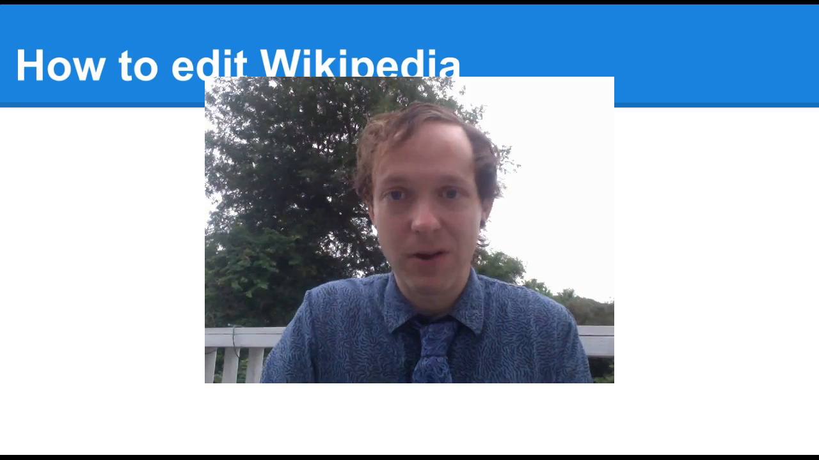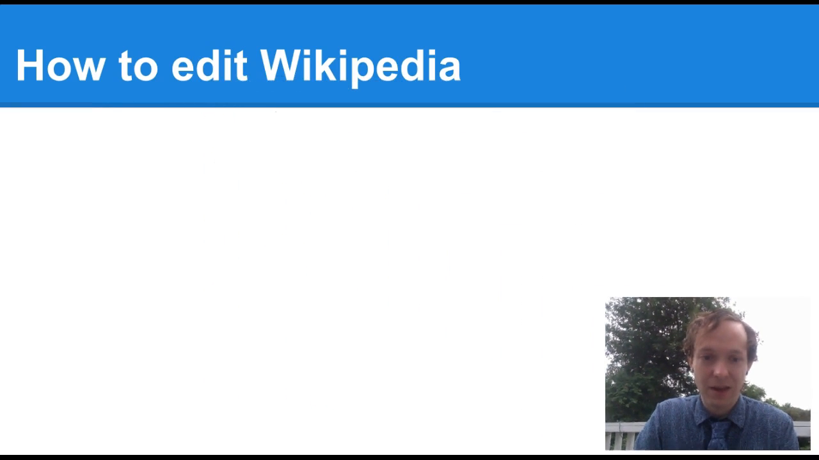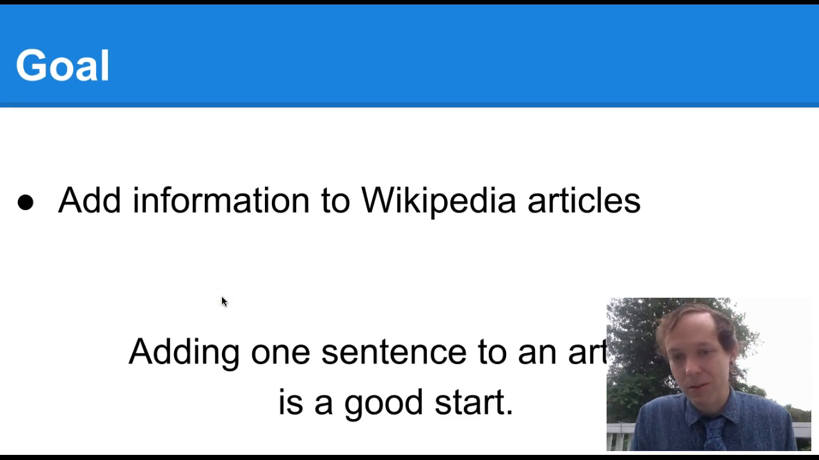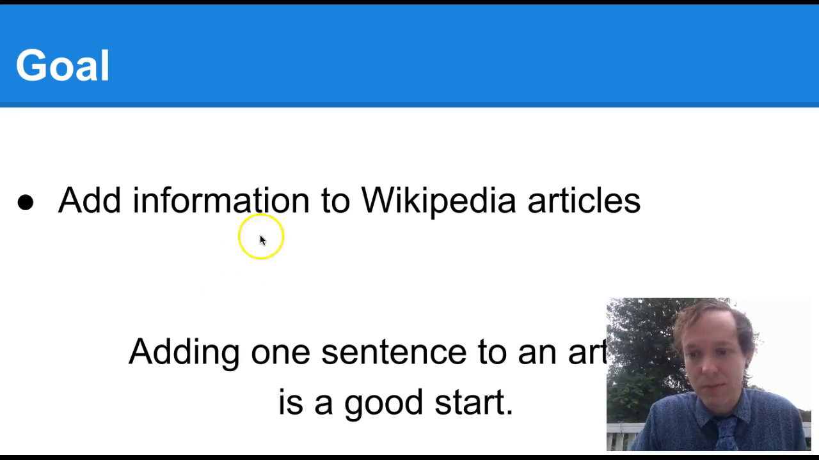How do you do? My name's Lane Rasberry. I'm going to today take you through the basic editing process of Wikipedia. The goal of this talk that we're having is for me to give you enough information so that you can add information to Wikipedia articles. A good starting point is adding a sentence somewhere.